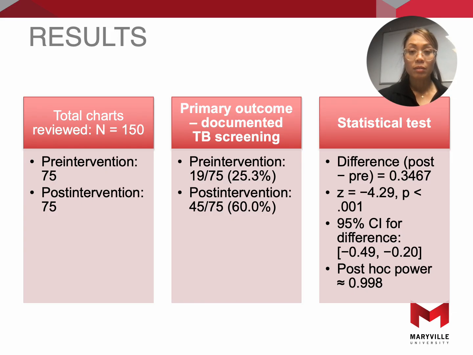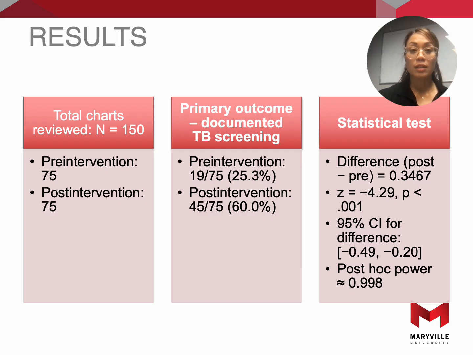The primary outcome was TB screening documentation. In the pre-intervention period, TB screening was documented in 19 of 75 charts. After the intervention, documentation appeared in 45 out of 75 charts, which was now 60% from 23%.